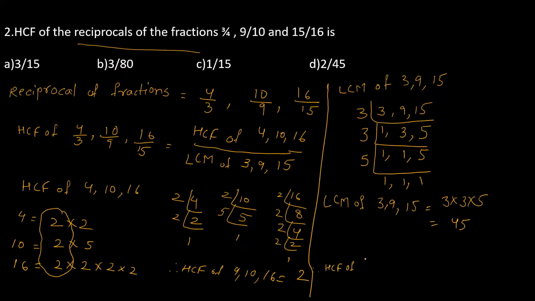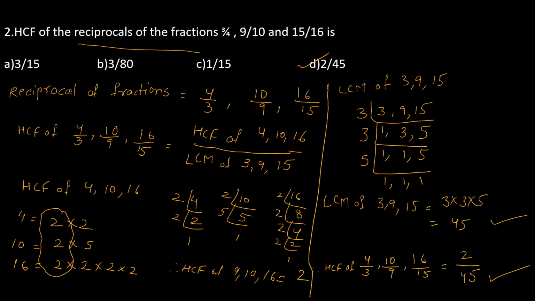Therefore HCF of 4 by 3, 10 by 9, 16 by 15 is equals to HCF of 4, 10, 16 which is 2, by LCM of 3, 9, 15 which is 45. So 2 by 45 is the answer. So option D is the correct answer. In the question, first read the question carefully: HCF of the reciprocals of the fractions 3 by 4, 9 by 10 and 15 by 16. First write the reciprocal of the fractions and then use the formula and solve it.